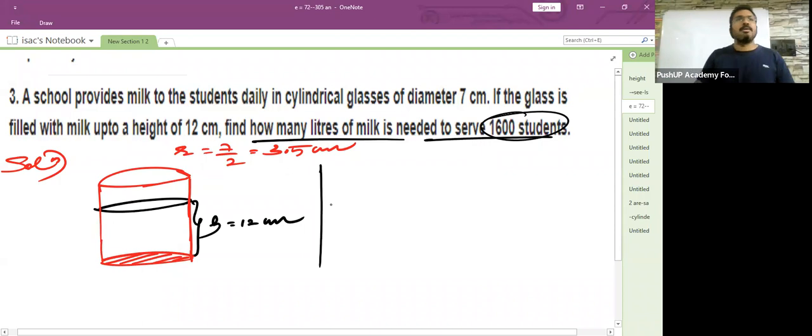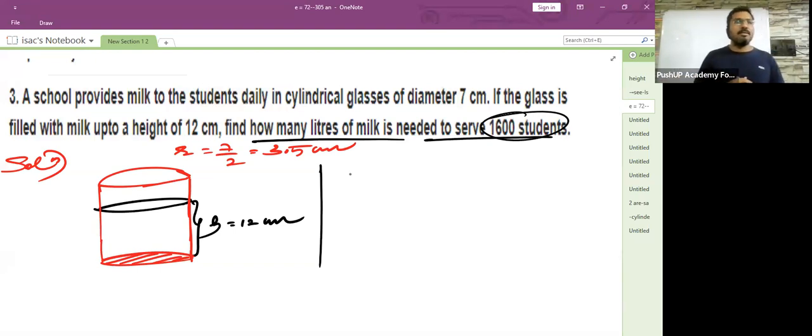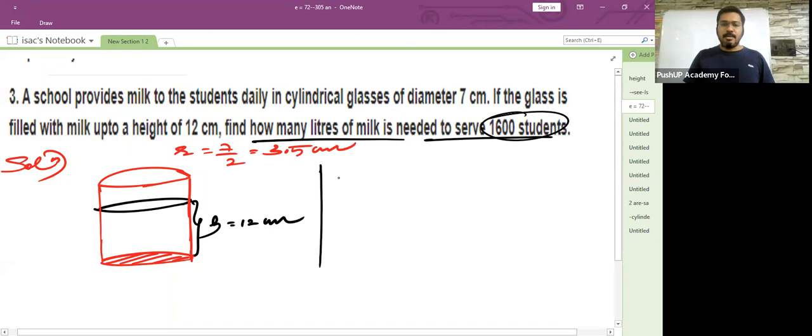Children, let's get back. So here the radius is 3.5 and the height up to which the milk is filled inside the container is what? 12 centimeter. Let's find out the volume of milk, or the quantity of milk. Salim, are you following it? So how much will be the quantity of milk inside the glass?